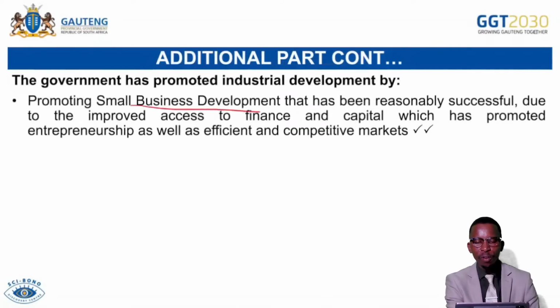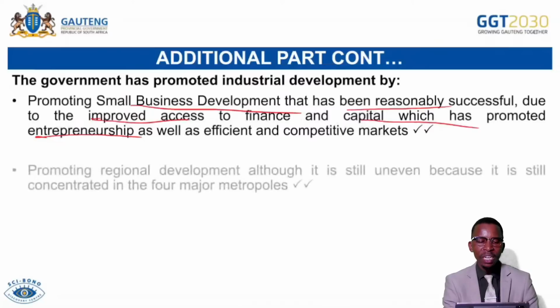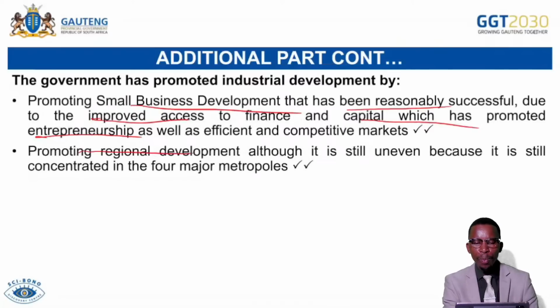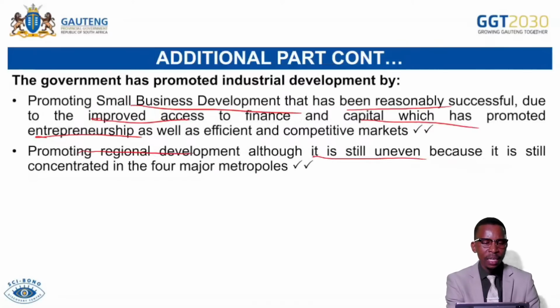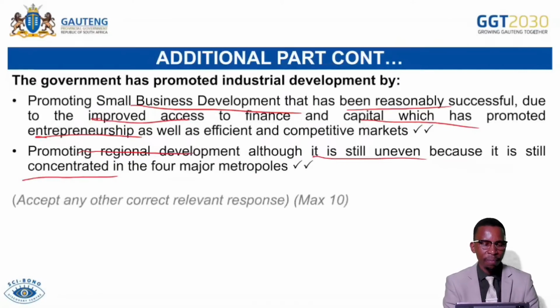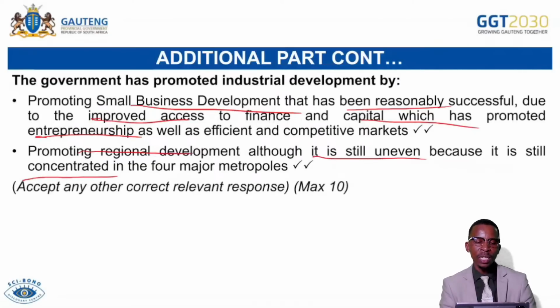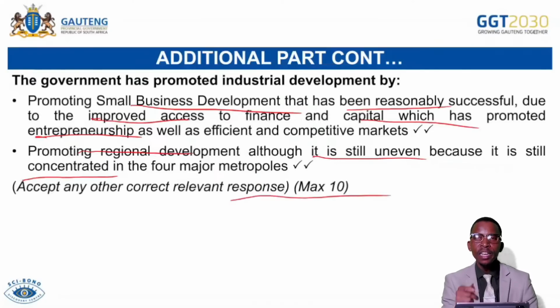Promoting small business development has been reasonably successful due to improved access to finance and capital, which has promoted entrepreneurship as well as an efficient and competitive market. Promoting regional development, although it is still uneven because it is still centralized in 4 major metropoles in South Africa. Any other correct level response was accepted. Maximum is 10 marks. Remember, listing here will give you a maximum of 2 marks.